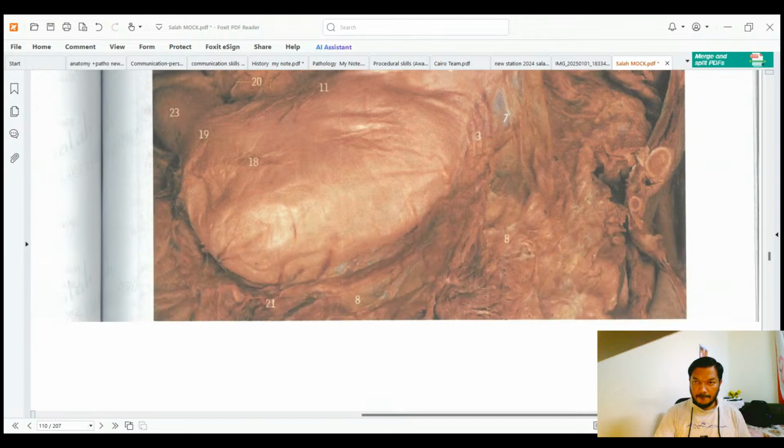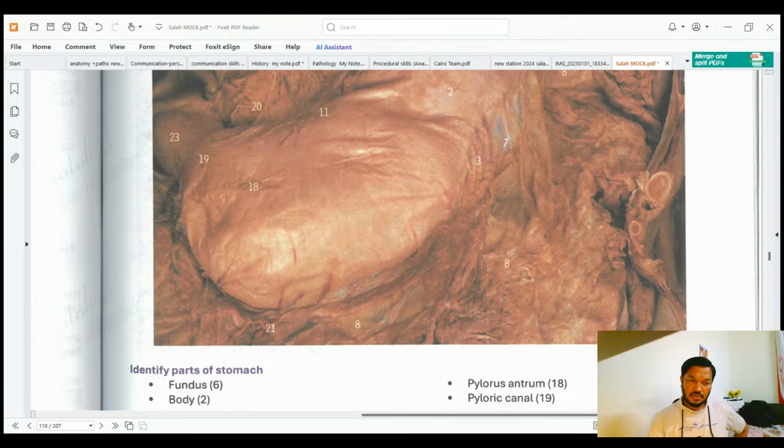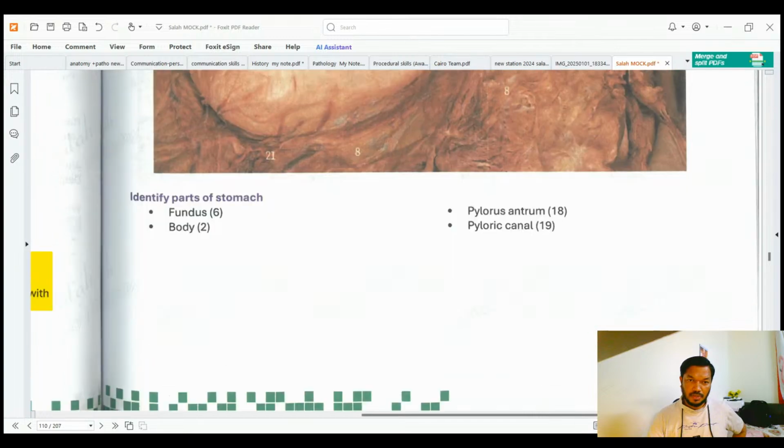Then fundus, body number 2, pyloric antrum number 18, and pyloric canal number 19. Yesterday we studied fundus, body, pyloric antrum number 18, pyloric canal number 19. Okay.